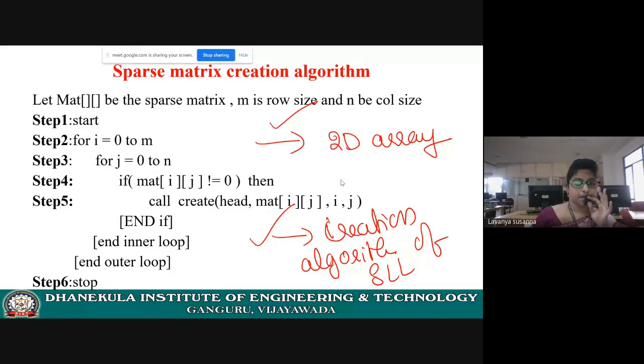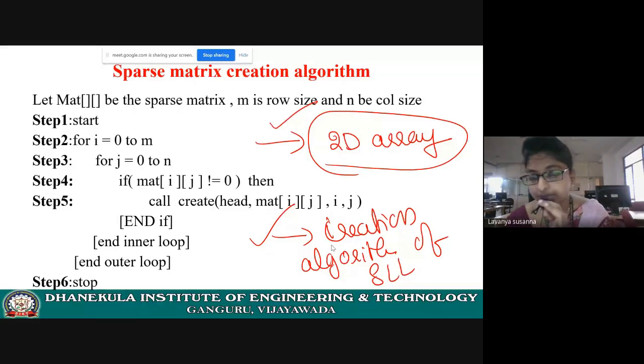Okay, before coming to the class, please refer to 2D array initialization and accessing in the C programming language, and also the creation algorithm. Once again, see the algorithm of creation of a single linked list. Then only you can understand this algorithm of sparse matrix. In the next class, I will explain it.